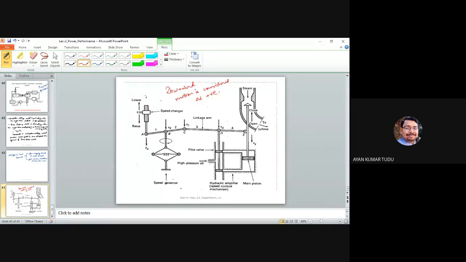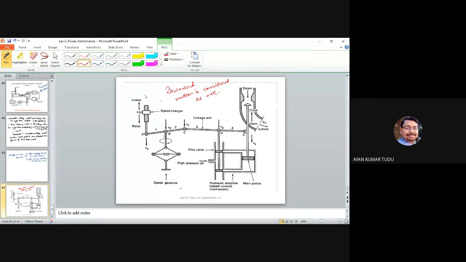These fly balls are rotating, this is known as our fly ball speed governor. They are rotating synchronously with respect to our synchronous speed. If the speed of the generator is more, meaning the frequency is more, then these fly balls will expand. Then this point B will be moving downwards, and because of the linkage mechanism, I think you can understand that this point D will also be going downwards.